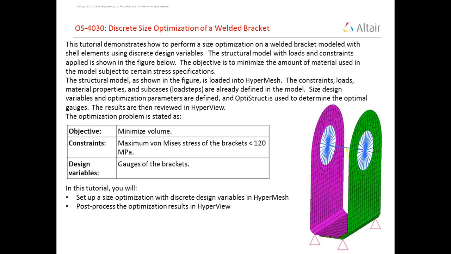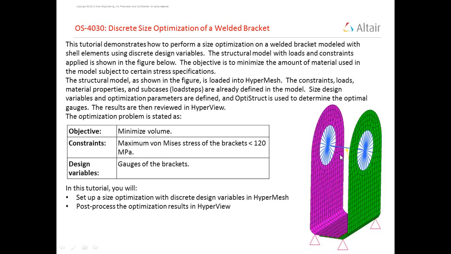The structural model as shown in the figure is loaded into HyperMesh. The constraints, load, material properties and subcases are already defined in the model. Size, design variables and optimization parameters are defined, and OptiStruct is used to determine the optimal gauges. The results are then reviewed in HyperView.